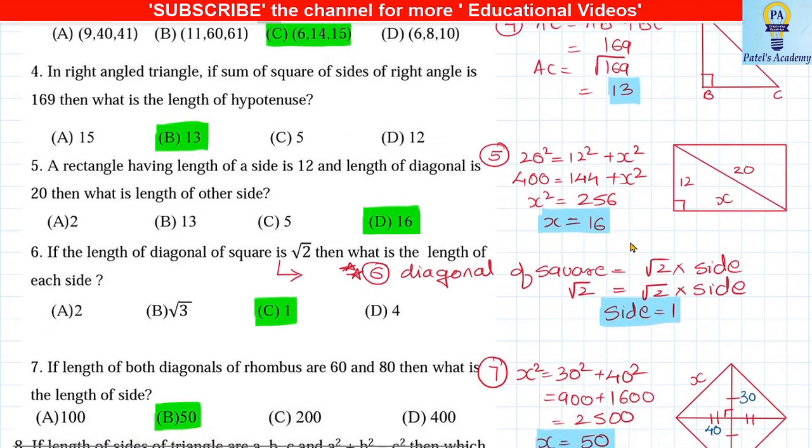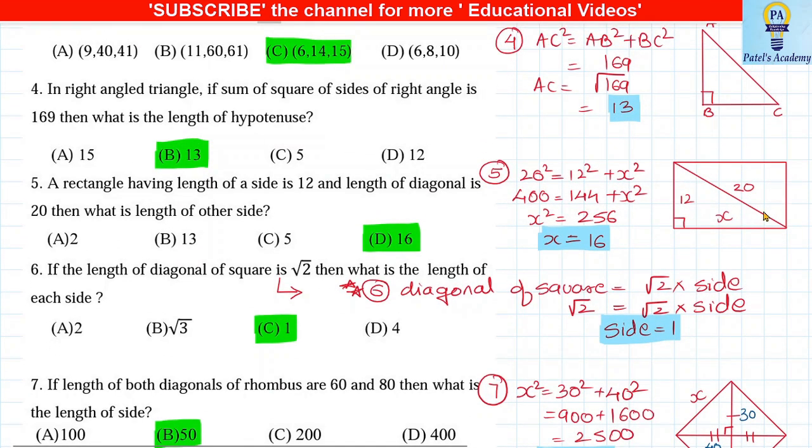Let's see the fifth one. In a rectangle, they have given the diagonal as 20 and one of the sides as 12. Since it is a rectangle, we have one of the angles as 90 degrees, so we use Pythagoras theorem. 20 square equals 12 square plus x square, that is 400 equals 144 plus x square. So x square, after shifting 144, is 256. So x equals 16.